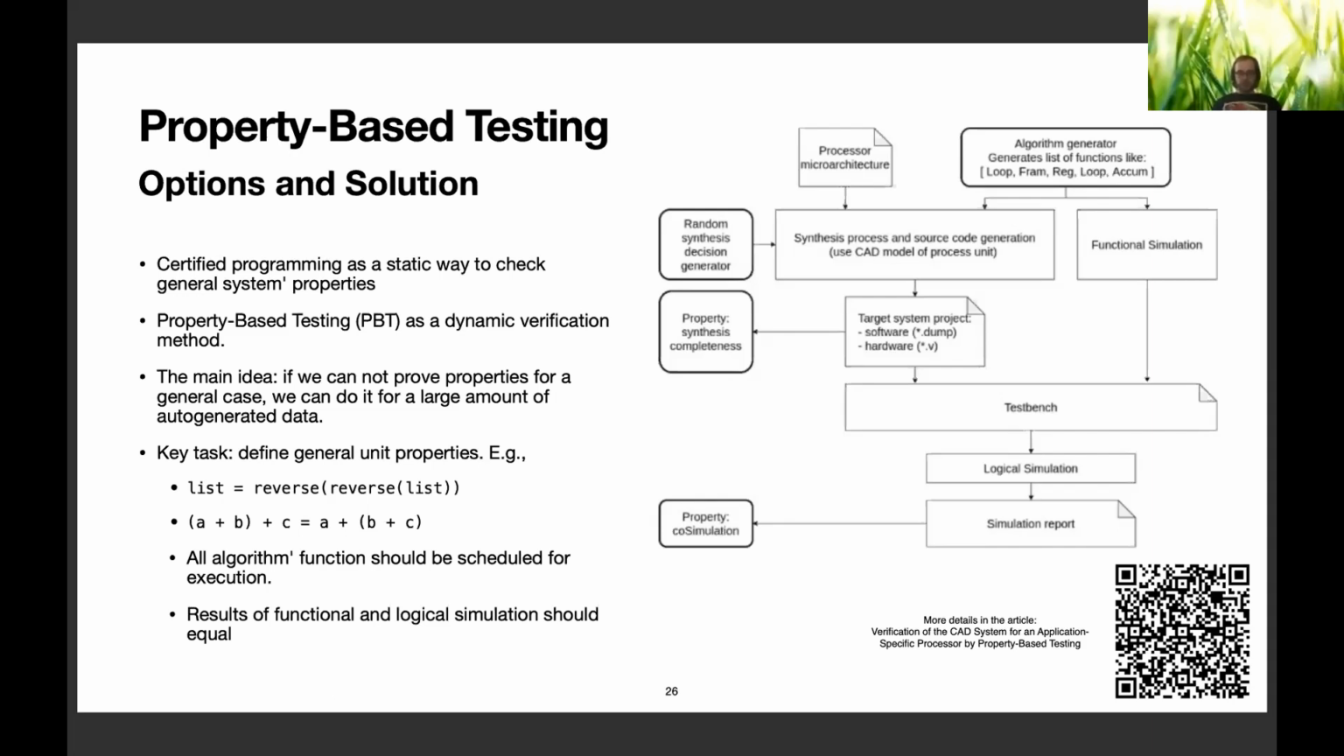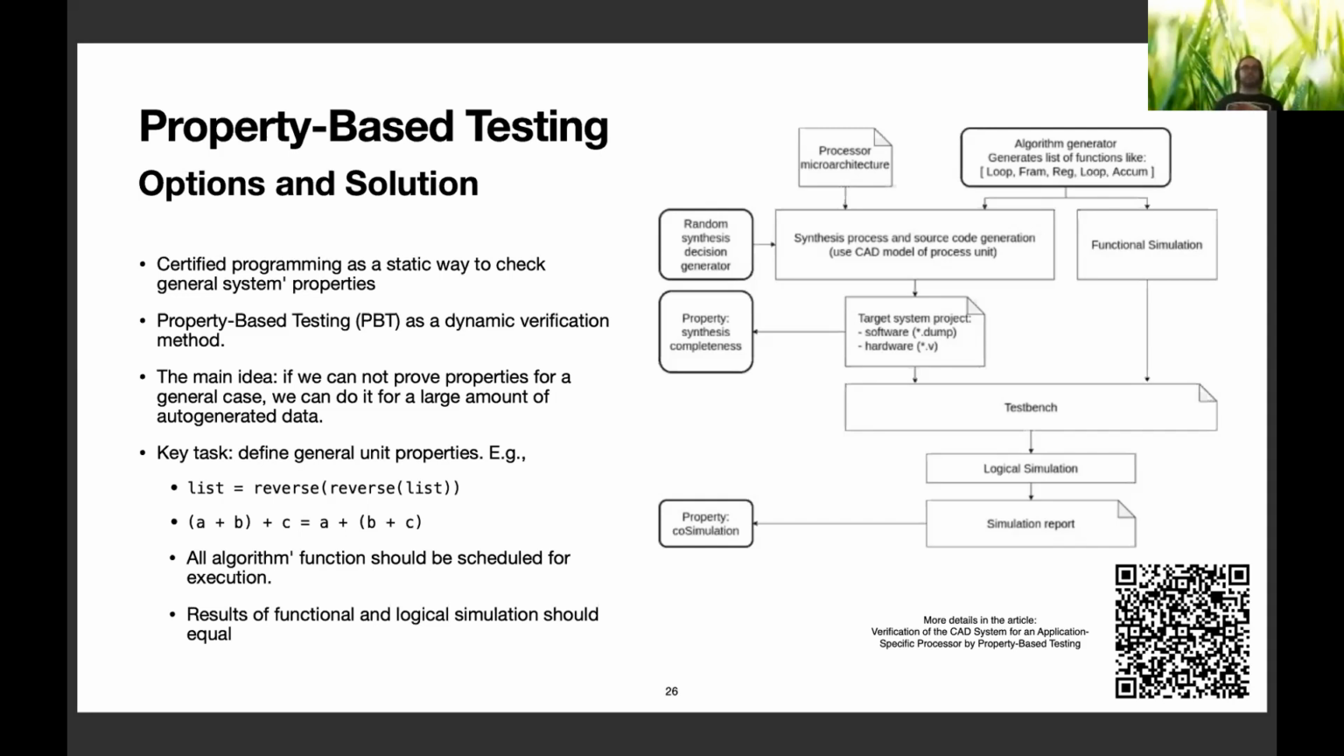But we know there is another approach, very similar, but based on dynamic checking. It's property-based testing, which is widely spread in the Haskell community, but also implemented for most popular programming languages. For example, I have experience with property-based testing in Golang and Python. What is the main idea? If we cannot prove some properties of the system in the general case in static form, we can automatically generate any acceptable input data for our software and check some properties of the result.